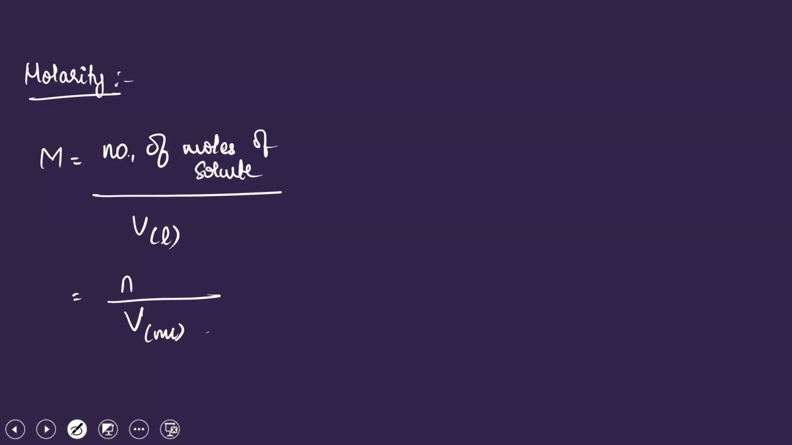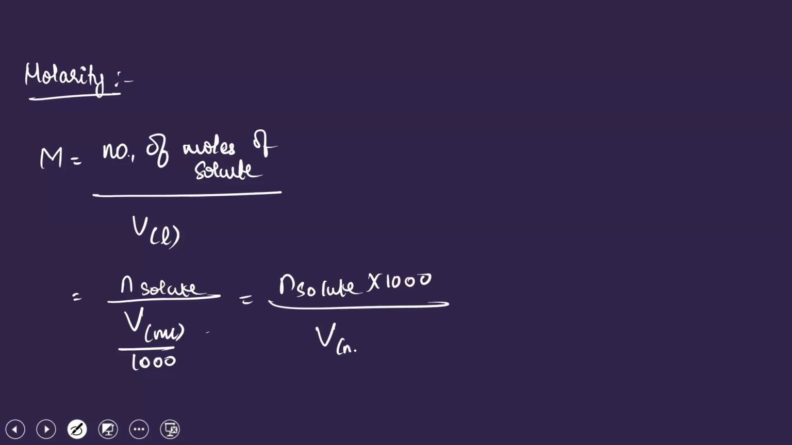So what you can do here is divide by 1000, which converts it to liters. So this is equal to number of moles of solute into 1000 divided by volume of solution in ml. So this will be the formula you use if the volume of solution is given in milliliters. Is that clear? Okay.